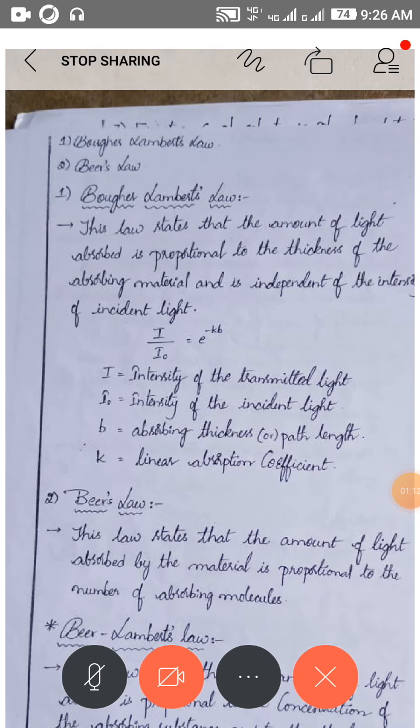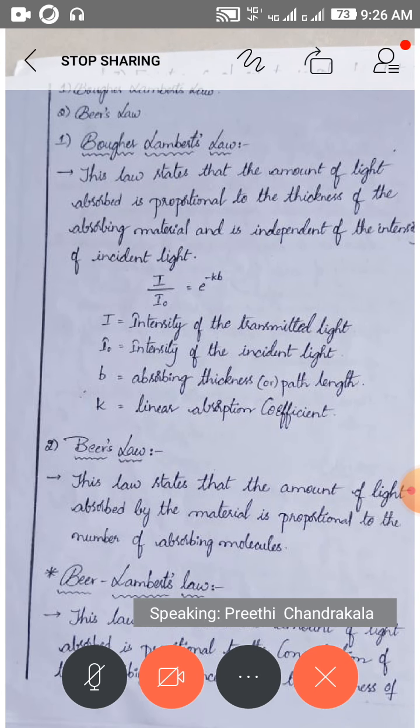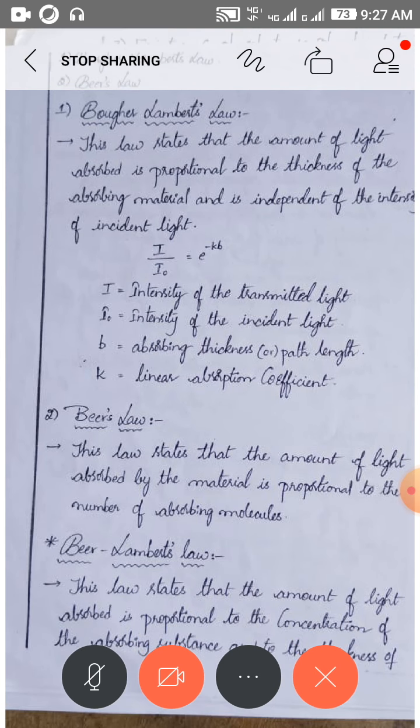The first one is Lambert's law and the second one is Beer's law. Lambert's law: the amount of light absorbed is directly proportional to the thickness of the absorbing material, but it is independent of the intensity of the incident light. The formula is I by I naught is equal to e to the power minus KB. I is the intensity of the transmitted light and I naught is the intensity of the incident light. B is the absorbing thickness and K is the absorption coefficient.